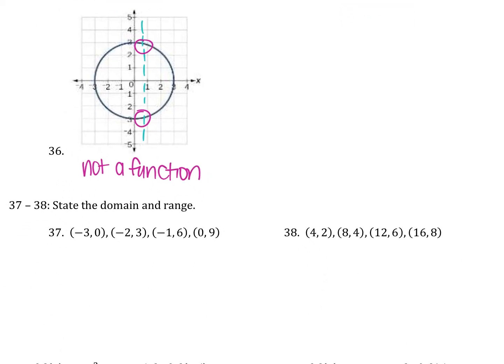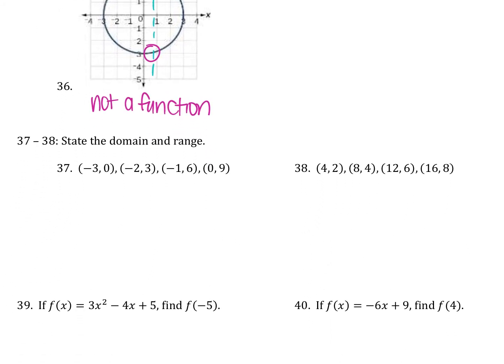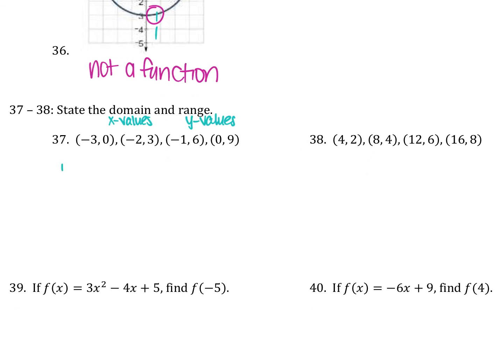For the next section that we're going to go over, it asks us to state the domain and the range. Your domain are your x values, and your range is your y values from the given ordered pairs. 37 gives you negative 3, 0, negative 2, 3, negative 1, 6, and 0, 9. For your domain, this is negative 3, negative 2, negative 1, and 0. For your range, it would be your y values. So that's going to be 0, 3, 6, and 9.